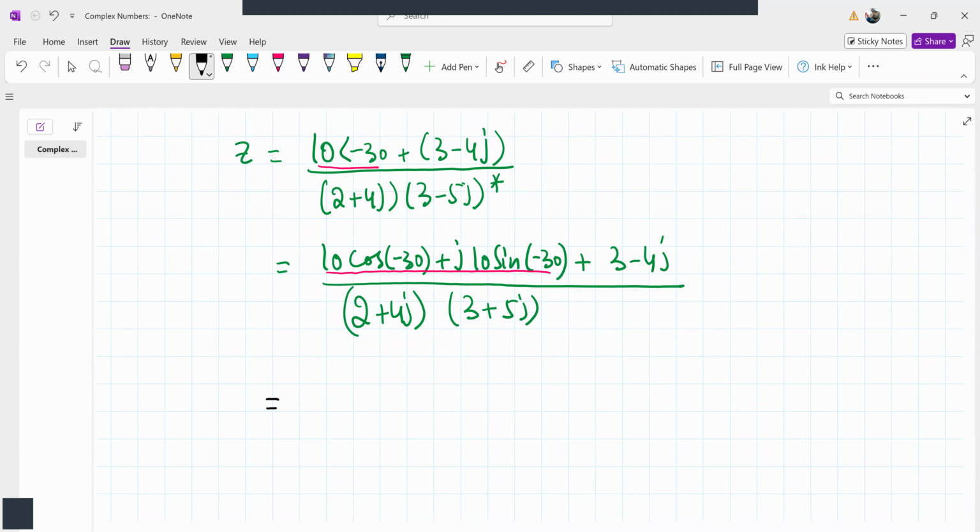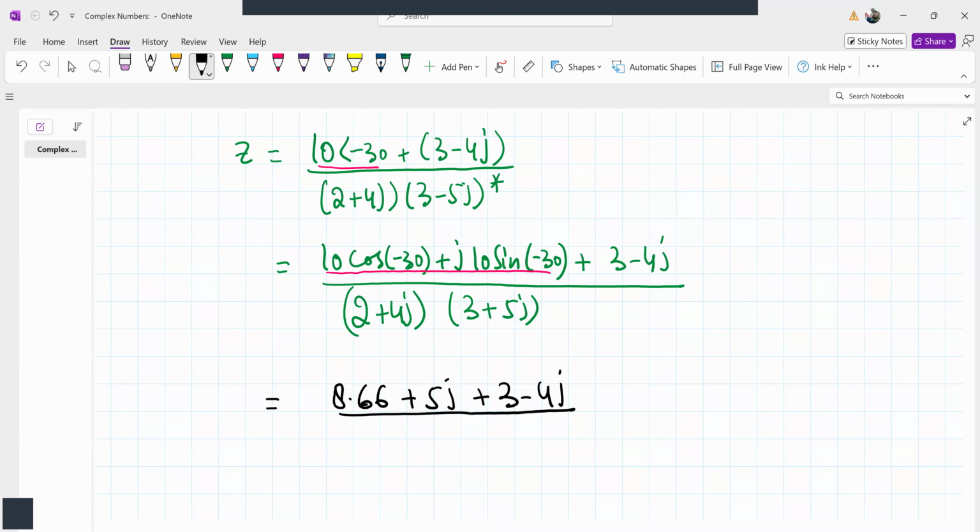Cos minus 30 is 0.866, so it will be 8.66. So 10 cos 30 will be 8.66 plus sine 30 is 1 by 2. So minus sine 30 is 1 by 2 or 0.5. So we can multiply it by 10. That will be 5j plus 3 minus 4j.